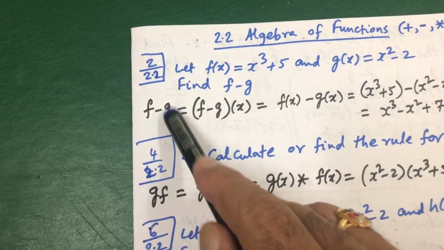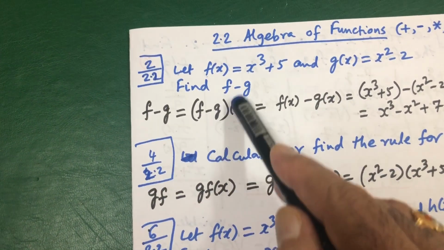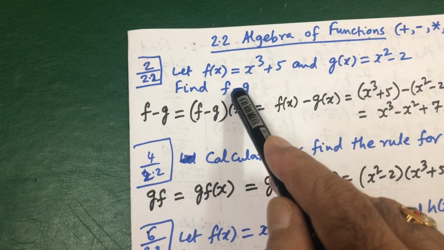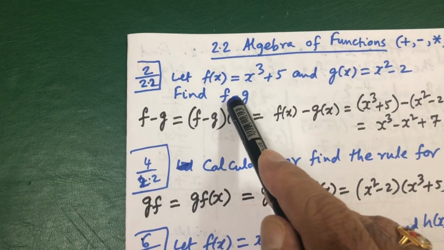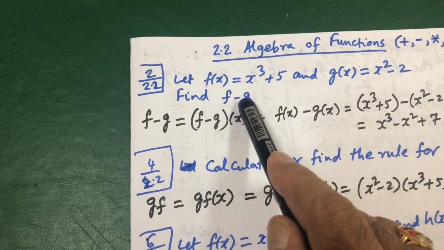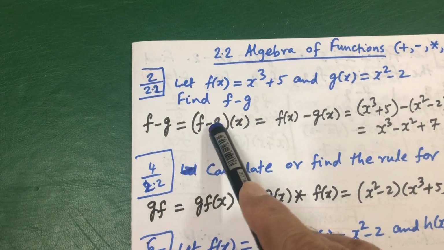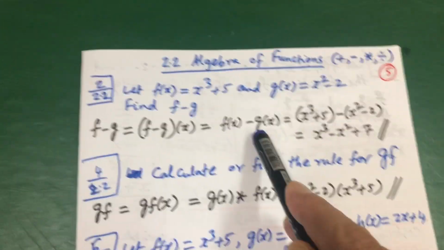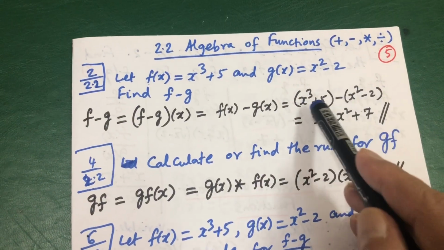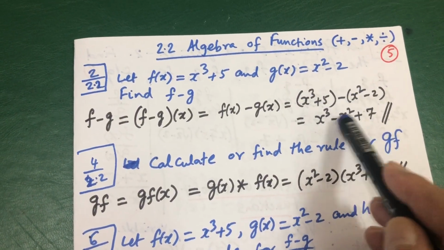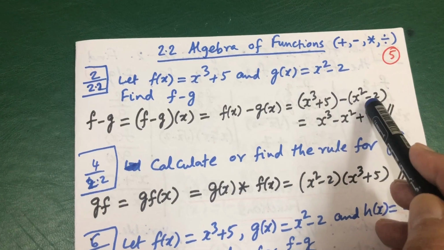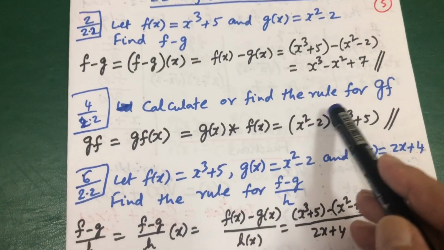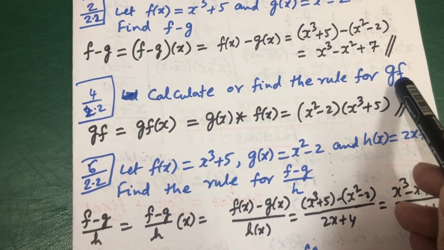This is wrong. You have to write like this. He has to ask like this, not like this. But he is crazy, so he will ask like this, f minus g. So that means you have to put x and then evaluate. What do you mean by f minus g at x? f(x) minus g(x). Put this value, f(x) minus g(x), remove it, x cube minus x square, 5 minus 2, that is 7.